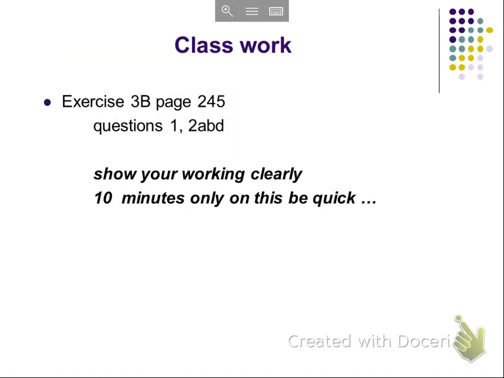If you haven't done so already, I'd like you to work through exercise 3B as a minimum, questions 1, 2, A, B, D, but I think you should perhaps have a go at some of the harder questions.